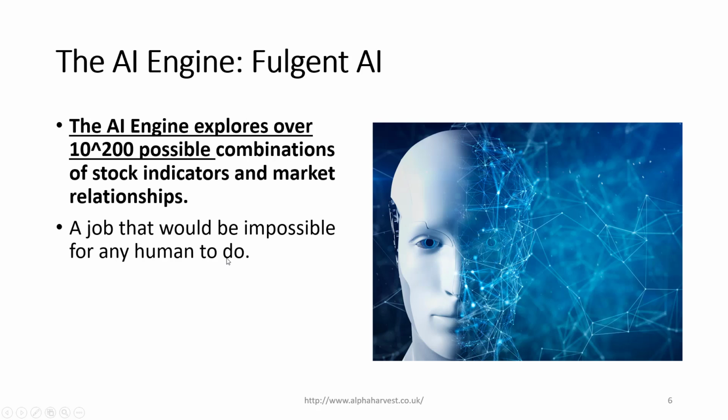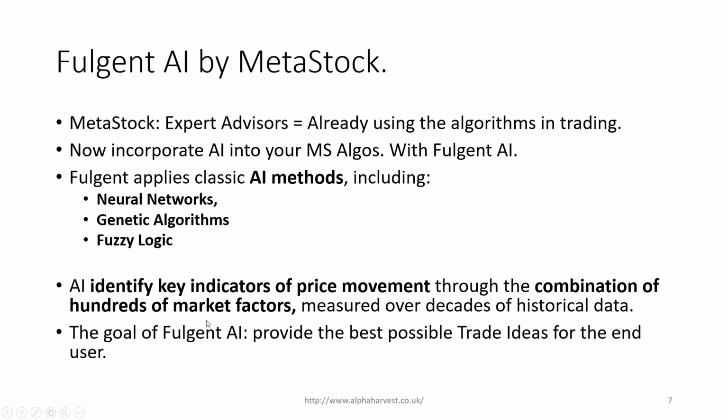Now, for those of you that are new to AI, we use the Fulgent AI that runs on the MetaStock platform, and in a nutshell, the tip of the iceberg explanation is that this AI uses 10 to the power of 200 different combinations of stock indicators and market relationships. So we take all the technical indicators available, and we test them with all the different settings. We use genetic algorithms, fuzzy logic, and neural networks to do this analysis.